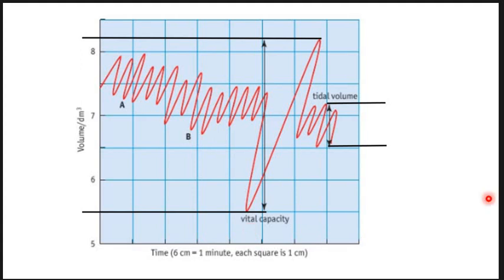So lung volumes. And then there's tidal volume. That's a resting breath in and out. And you can see it changes. It's not set. Some are bigger than others, and it's not a tidy pattern there.